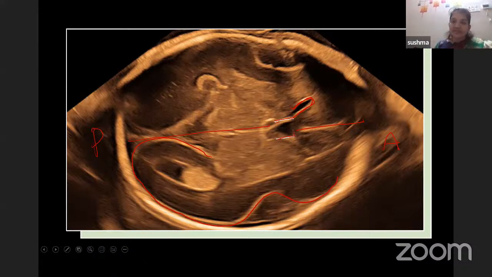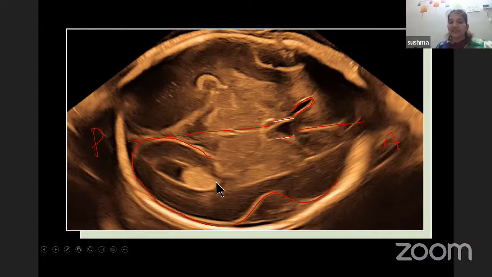Most of the cases referred to tertiary fetal medicine centers for a second opinion as ventriculomegaly are usually normal. So this is the point that has to be taken home, that cerebral mantle is hypoechoic and is very similar to the ventricle, the fluid within the lateral ventricle.